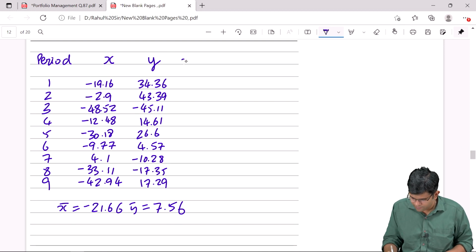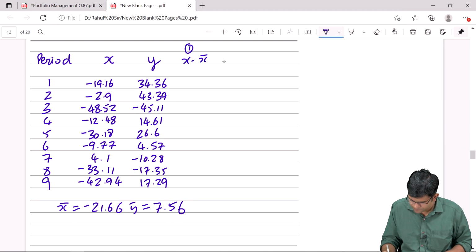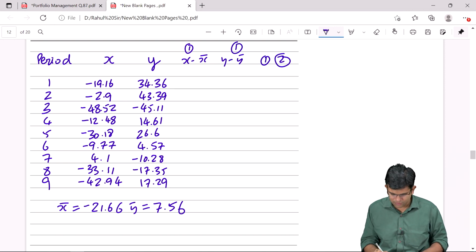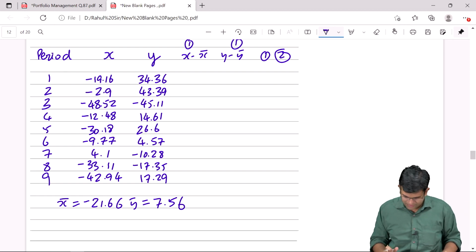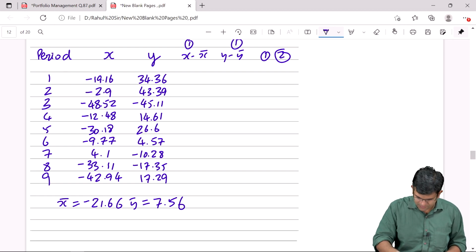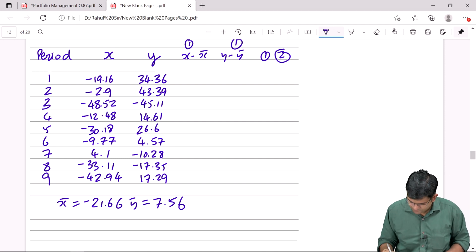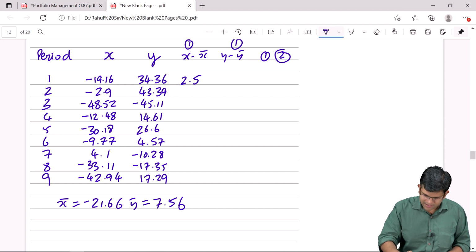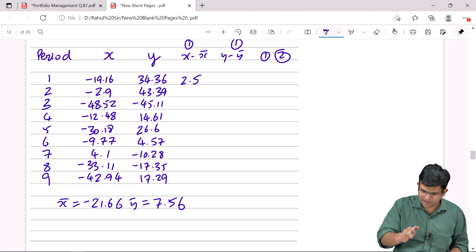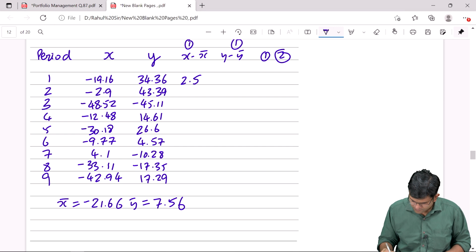The next column would of course be x minus x bar, that is 1, and y minus y bar, that is 2, and then we'll do 1 into 2. Covariance calculations you all know, right? So x minus x bar: minus 19.16 minus 21.66, that is plus 21.66, and that will give you 2.5 positive deviation, right? Then minus 2.9 plus 21.66, correct? Because minus plus, and this will become 18.76.